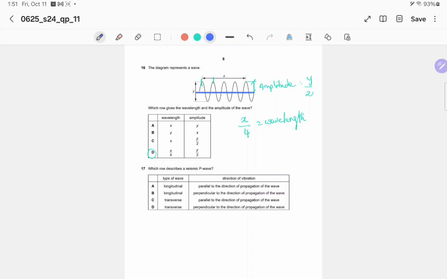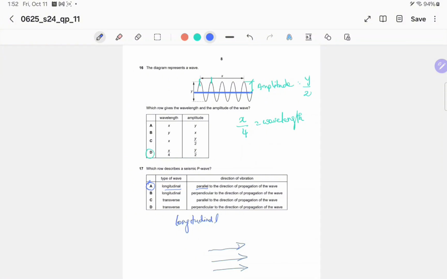17th question. Seismic P wave. Seismic waves include P waves and S waves. But the P wave, we have heard, is a longitudinal wave, as well as acting along the direction of propagation of the waves. So it is parallel most probably. This is the answer. It is parallel as well as longitudinal.